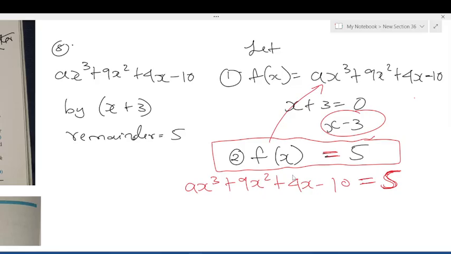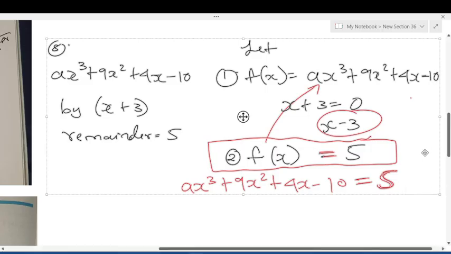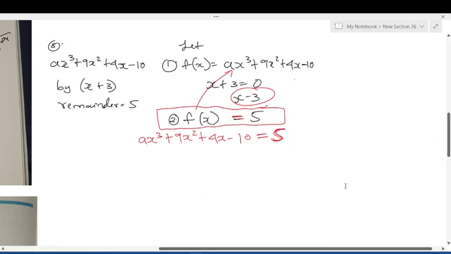Joanna, did you understand? Mariana, Naomi, Joanna, clear? Okay. If you solve this equation, we'll get the value of a, students. You'll get the value of a.